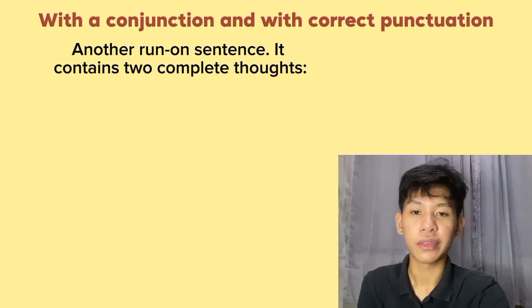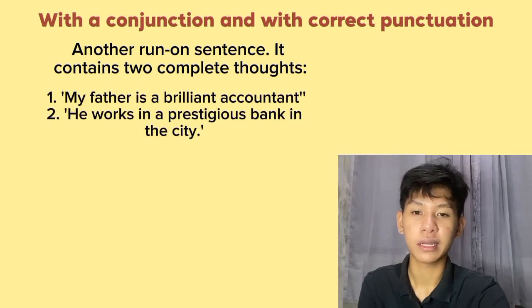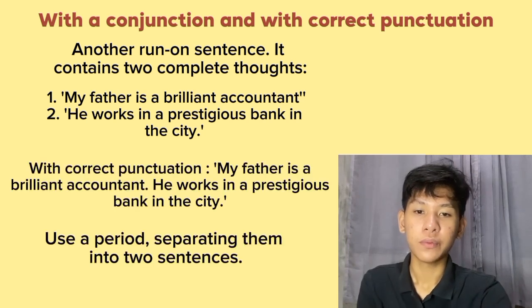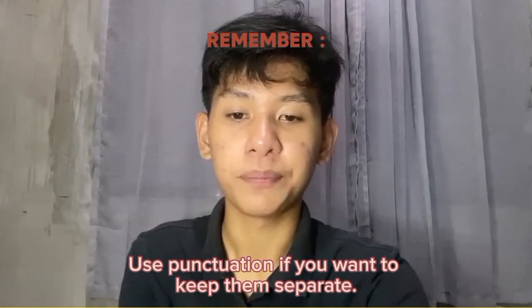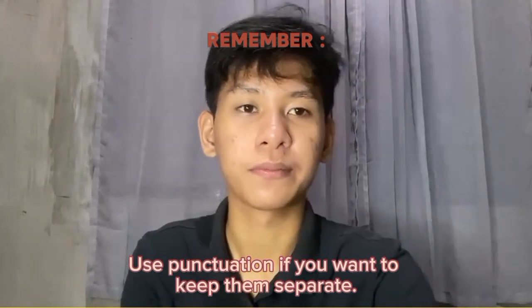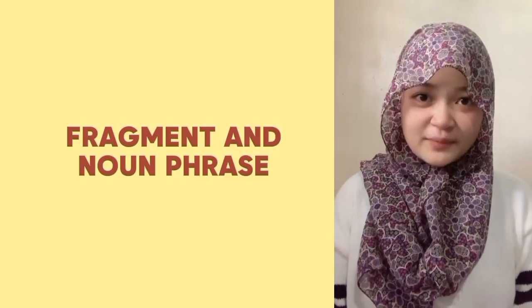Now, let's compare another run-on sentence. It contains two complete thoughts. My father is a brilliant accountant. He works in a prestigious bank in the city. One way is to use a period separating them into two sentences. This makes the sentence clearer. So, both methods, using punctuation and using conjunction, help fix run-on sentences. The choice depends on whether you want to show a relationship between the ideas or just separate them. So remember, use a conjunction if the ideas are connected, and use punctuation if you want to keep them separate. So now let's talk about fragment and noun phrase.